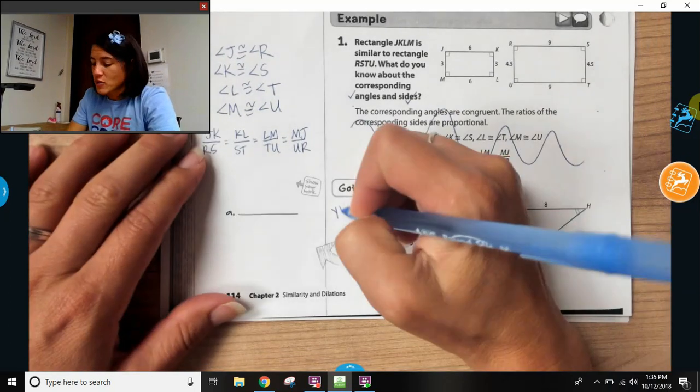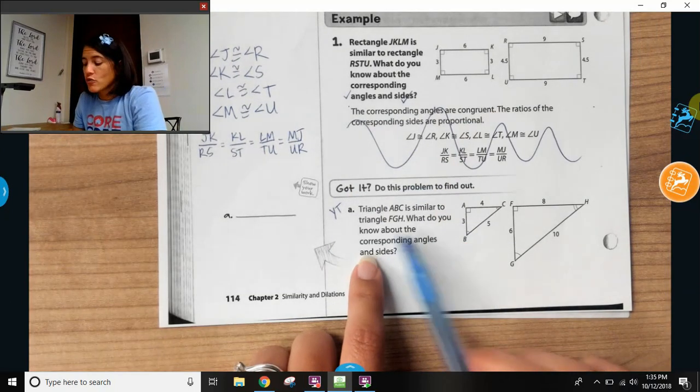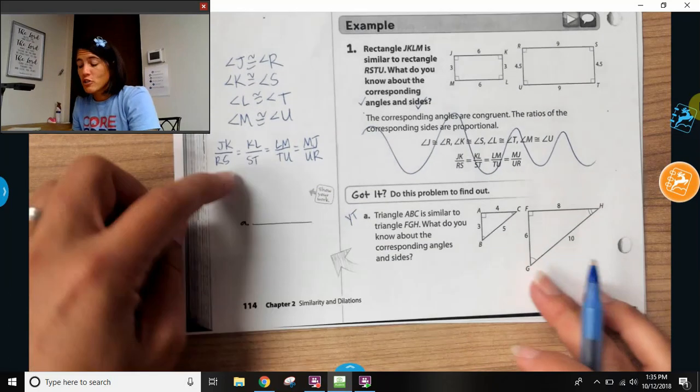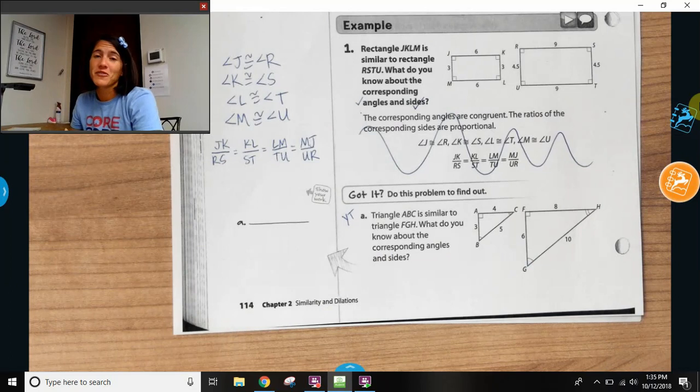All right, so you try this one. You have two similar triangles, and it says, what do you know about the corresponding angles and the sides? So I want you to answer two parts. What do you know about the angles, and then what do you know about the sides? Press pause, and then press play when you're ready to see the answer.